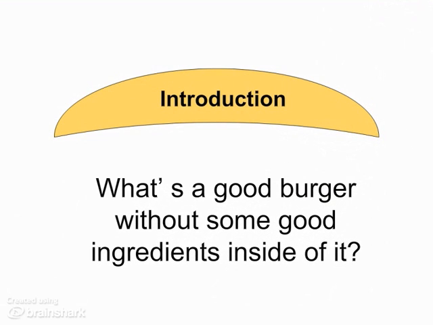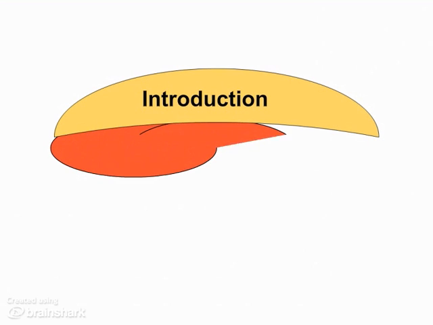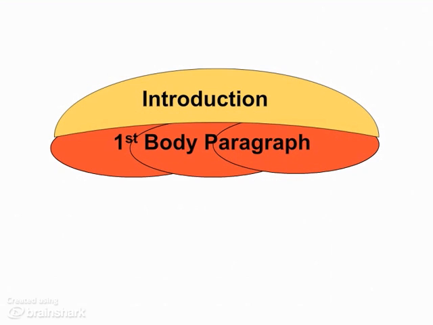So inside the burger, what's a good burger without some good ingredients inside? This is the meat of your writing. So after the introduction, we have our first ingredient or our first body paragraph. So think of a hamburger. Each ingredient is different. So each body paragraph is going to be on a different topic, but it's all related to your overall essay.